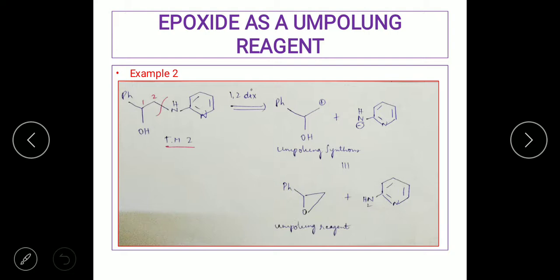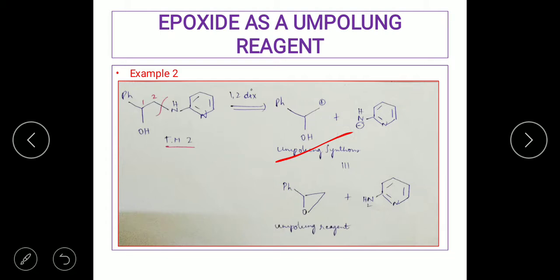And above the retrosynthetic arrow, we will write down 1,2-diX, so di in small letters and X in capital, showing that it is a 1,2 disconnection. Now after disconnecting, we are going to write down the synthons. The synthons are going to be the cation and the anion. Here again we are going to make use of the umpolung synthon.